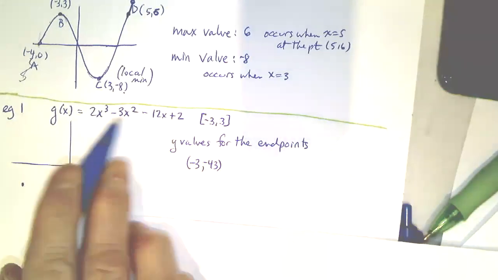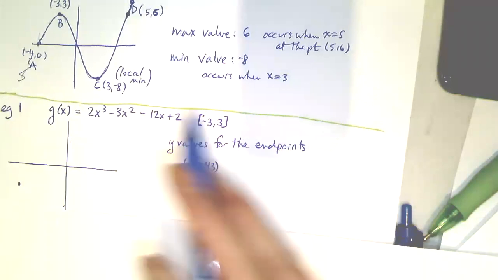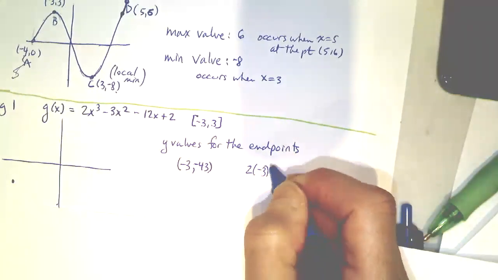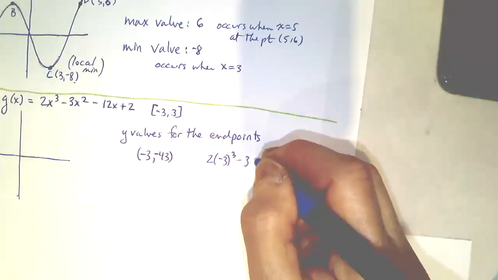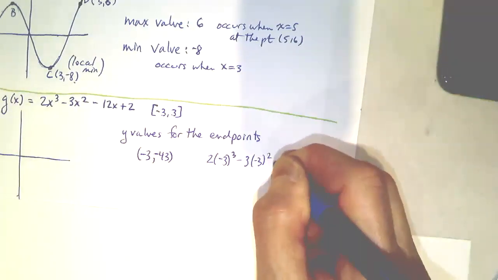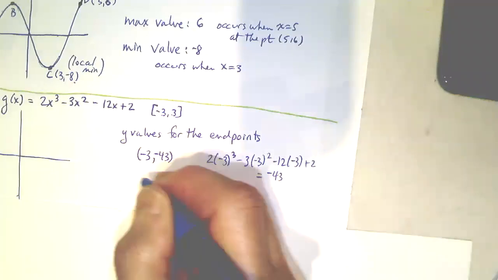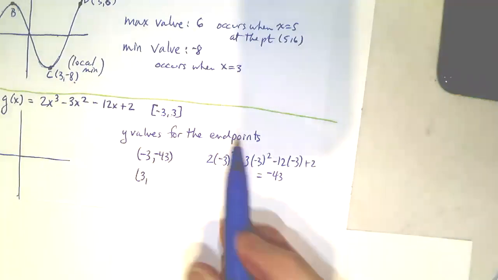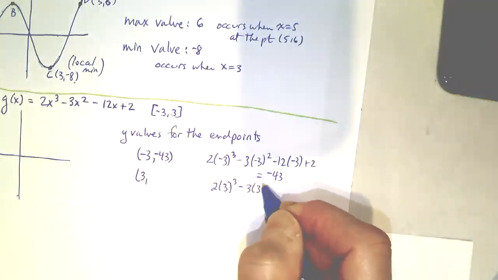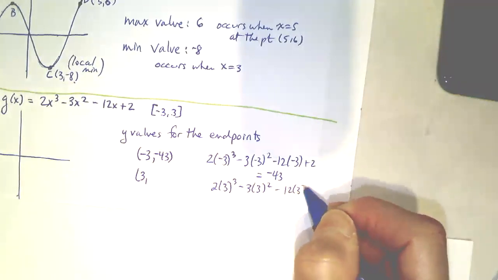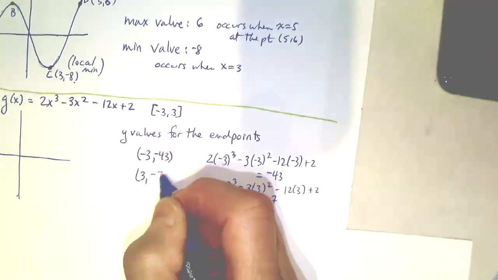That's if I sub it in here and I get 2 times -3 cubed minus 3 times -3 squared. For the sake of time, to try and get this video not to be too crazy long, I'm working out some of these values ahead of time, and that works out to -43. Now you let x be 3, and this time you're going to do the same kind of calculation, only you're working with a +3, and what you end up with is -7.